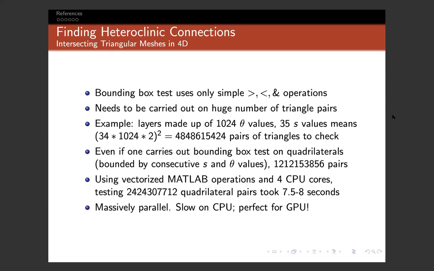So I implemented this algorithm with about 2.4 billion quadrilateral pairs in MATLAB, using operations on 4D arrays and 4 CPU cores, and it parallelizes everything, and still takes about 7.5 to 8 seconds just to check a pair of layers like that. However, this procedure is extremely parallel. You're just doing the same simple operations on a huge number of pairs. So it takes a while on the CPU, but it's actually perfect for a graphics processing unit, which we call GPUs, since those have huge numbers of threads, which aren't by themselves that fast, but there's a huge number, so they're perfect for this purpose.